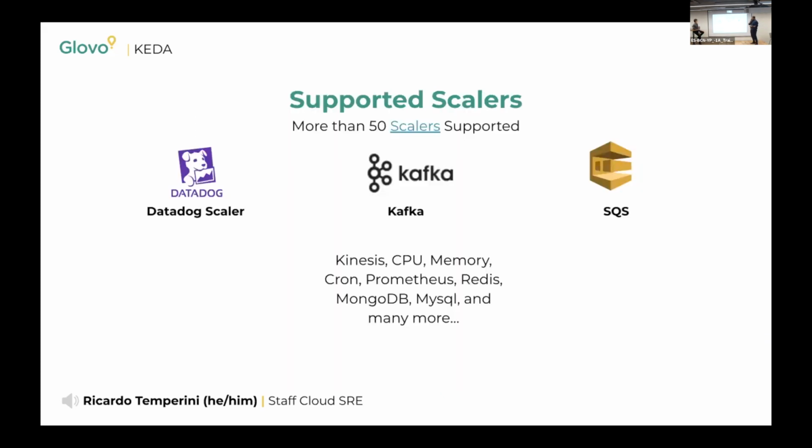Talking about Keda itself, they have more than 50 scalers supported. There is a lot of them. We are going to talk a little bit about Datadog, Kafka, and SQS because we have some use cases for that, but there is a lot of them. It's not just for AWS, there is Kinesis, CPU, memory, there is Prometheus as well, and there are a lot of databases and a lot of sources of scaling that you can use to scale up your workloads.